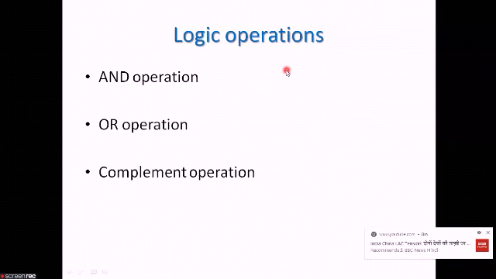Next are the logic operations in the case of Boolean algebra. First one is the AND operation, the OR operation, and the complement operation. Now see this AND operation. The AND, OR, and NOT are the three basic operations or functions that are performed in Boolean algebra. In addition, there are some derived operations such as NAND, NOR, XOR, and XNOR. These are the basic gates, the universal gates and the exclusive gates. Already you have studied them in the previous lectures.